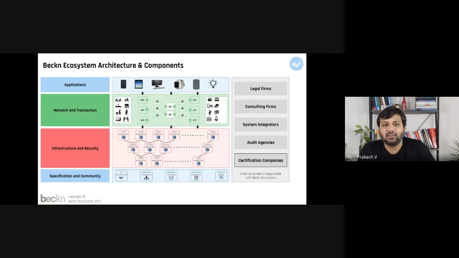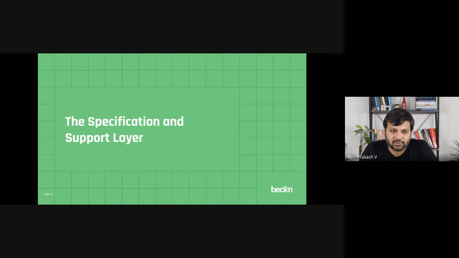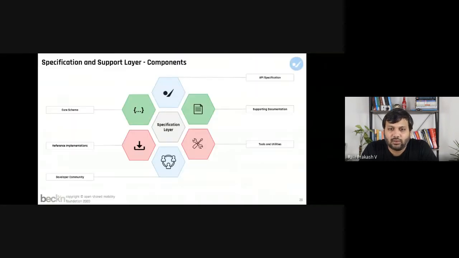Now let's start looking at each one of these layers in slightly more detail. Let's start off with the specification and support layer. As you can see, the foundation layer of the backend network relies on the specification support, which is pretty obvious, by the way, right?